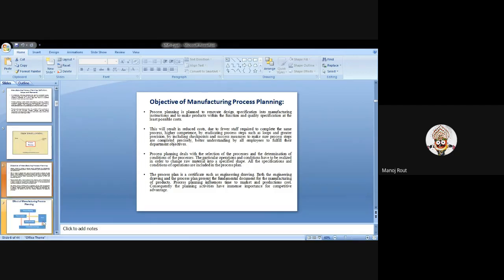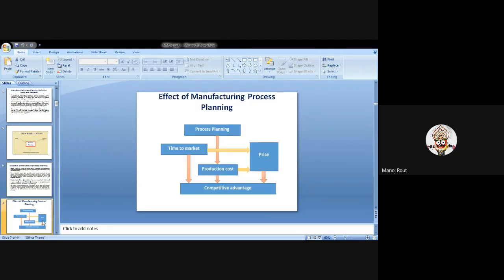The next one is the effect. If you implement manufacturing process planning, it reduces the production cost, and it also increases competitive advantage and allows timely delivery to the market, even if a greater price is included. So this effect will be included in the manufacturing process. Going to the next one.